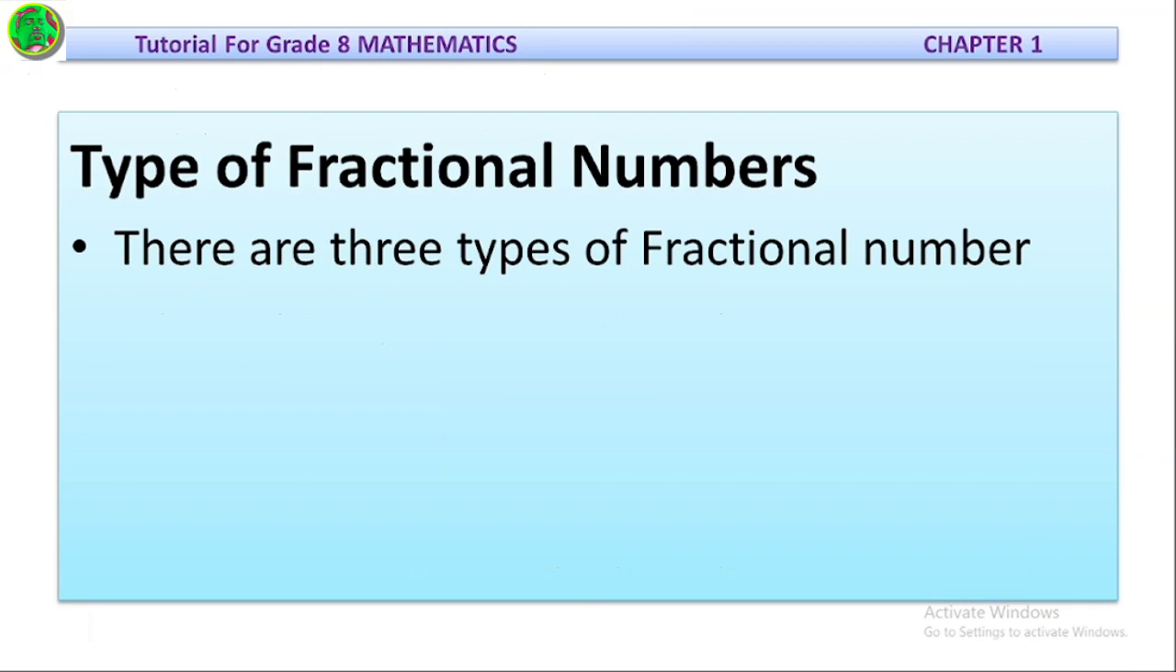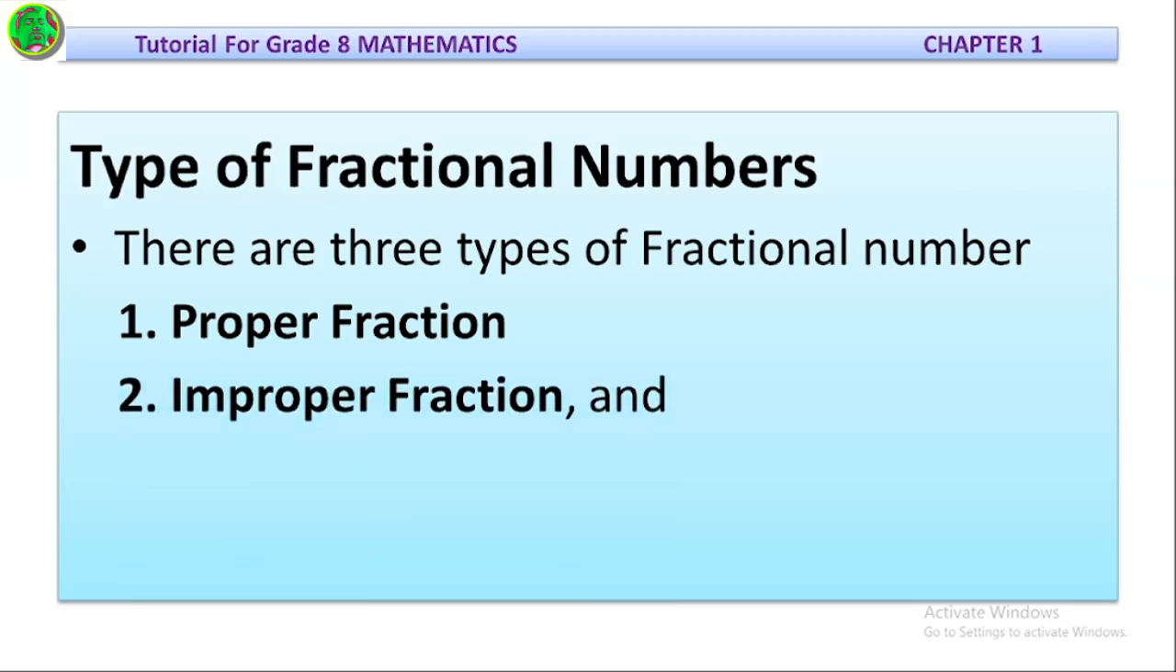There are 3 types of fractional number. One is proper fraction, second is improper fraction, third is mixed number.